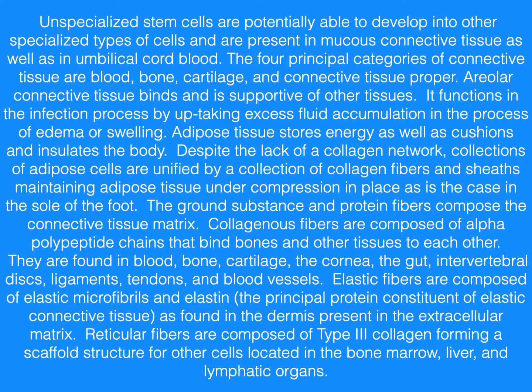The ground substance and protein fibers compose the connective tissue matrix. Collagenous fibers are composed of alpha polypeptide chains that bind bones and other tissues to each other. They are found in blood, bone, cartilage, the cornea, the gut, intervertebral discs, ligaments, tendons, and blood vessels. Elastic fibers are composed of elastic microfibrils and elastin, as found in the dermis present in the extracellular matrix. Reticular fibers are composed of type 3 collagen, forming a scaffold structure for other cells located in the bone marrow, liver, and lymphatic organs.